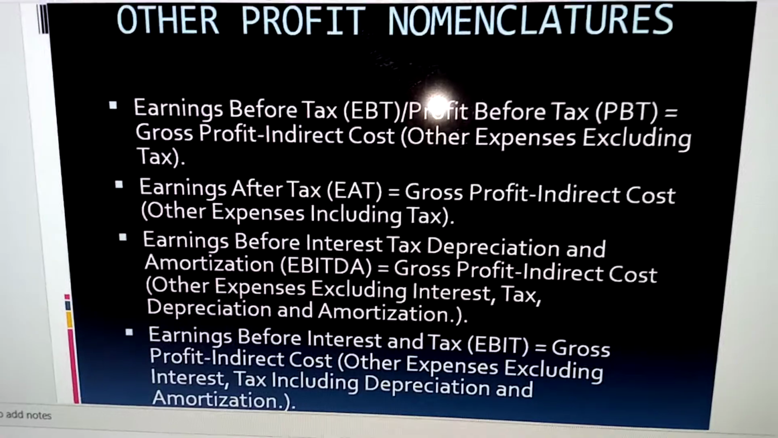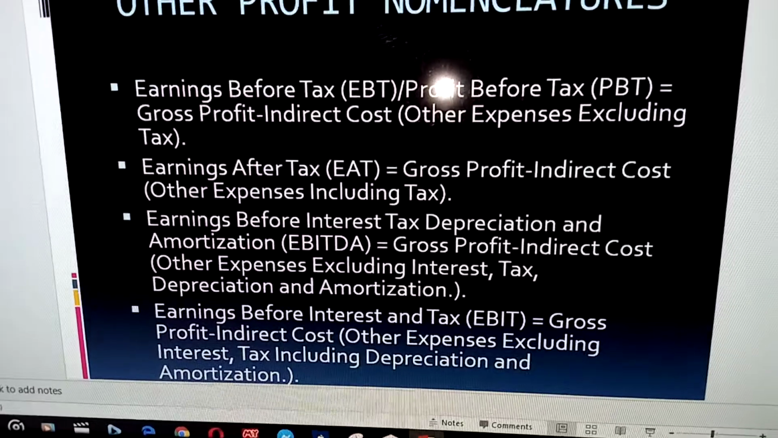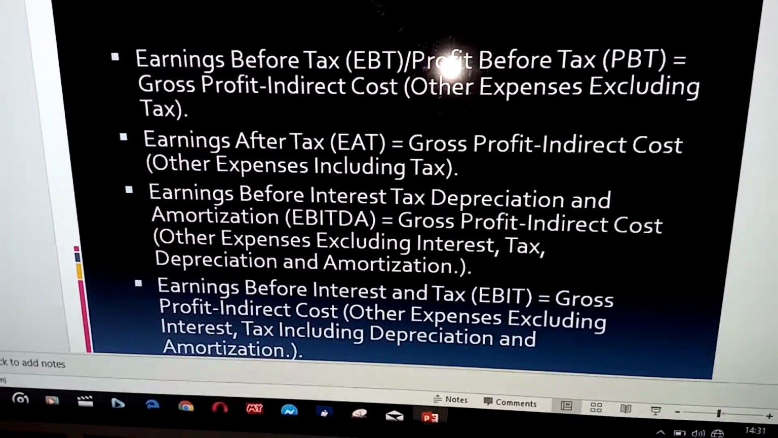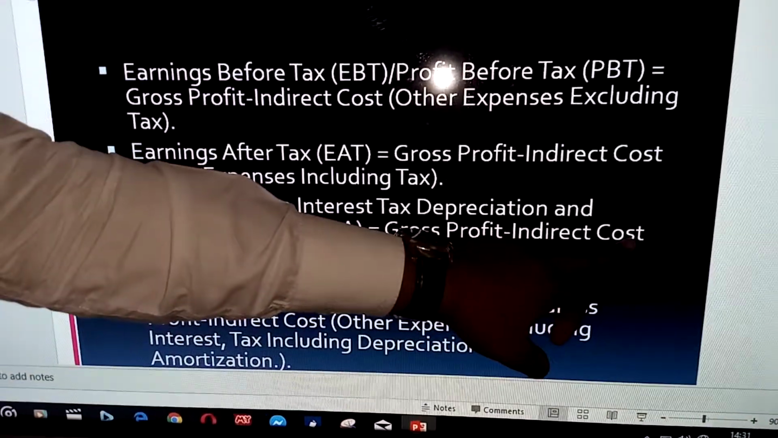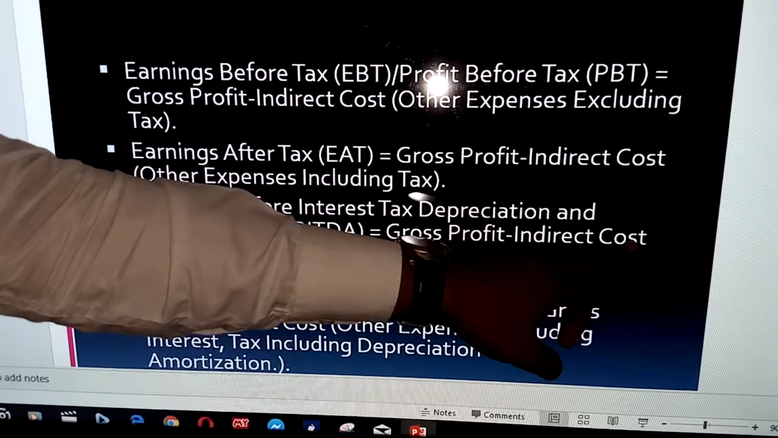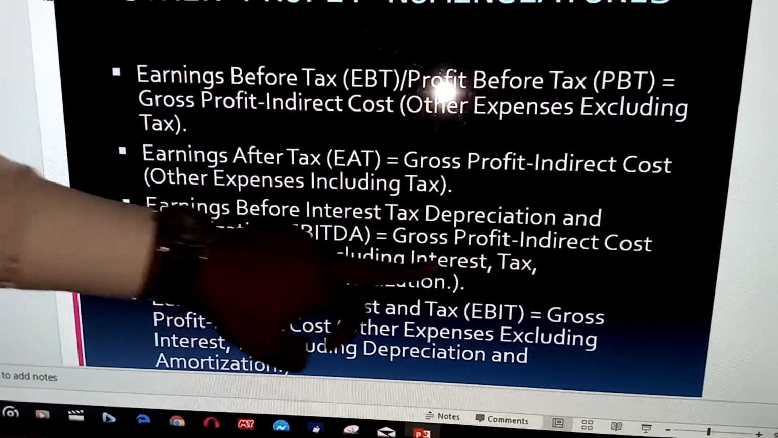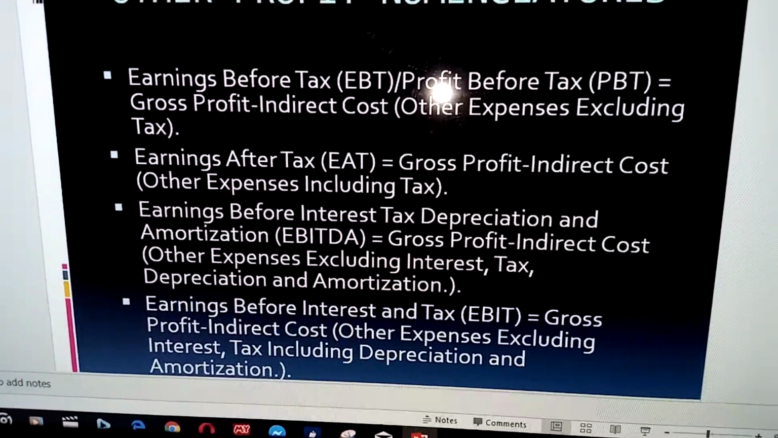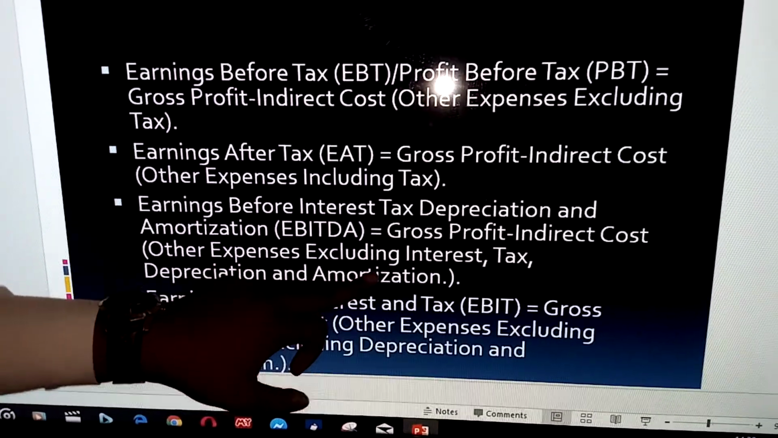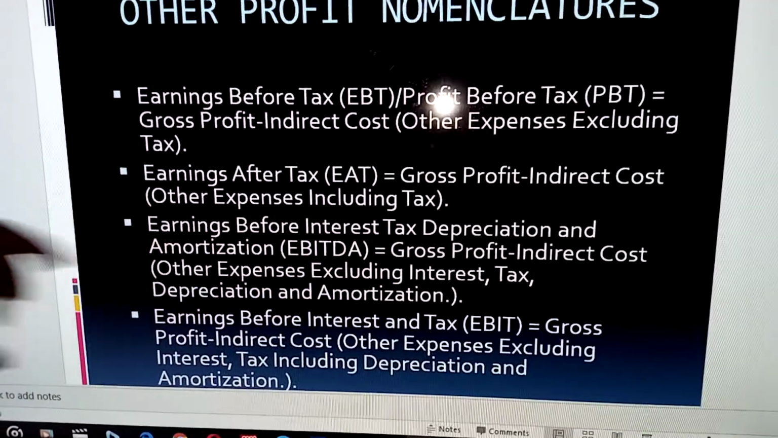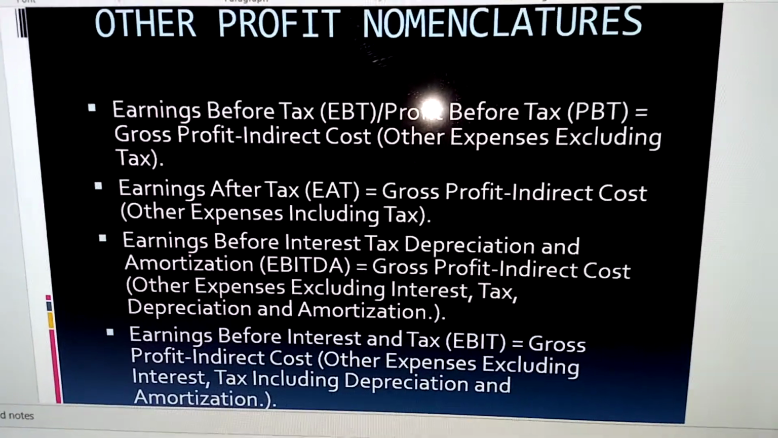But here we are trying to get an accounting equation for earnings before interest, tax, depreciation and amortization, also called EBITDA. So we say gross profit minus indirect costs. What are indirect costs? Other expenses such as rent, advertising, and all that. In this case, you are excluding interest for any borrowings you made. You are also excluding tax. You are excluding depreciation and amortization from the equation. So where you're taking these items from the equation, you're trying to arrive at EBITDA.